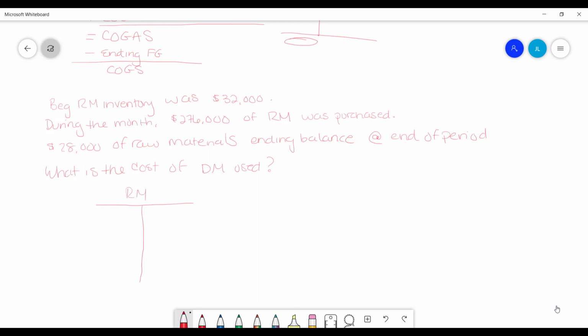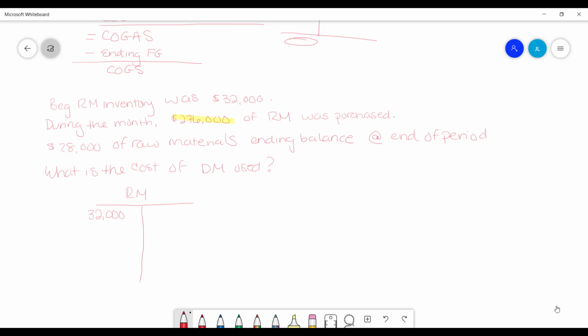It says that the beginning raw materials inventory was $32,000, so that means it had a debit balance of $32,000. But then it says we purchased $276,000 worth of raw materials during the month. Where do raw materials purchases go? How do we journalize that? Recall from the first video, you debit raw materials and you credit accounts payable or cash.